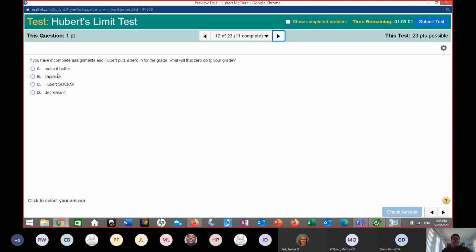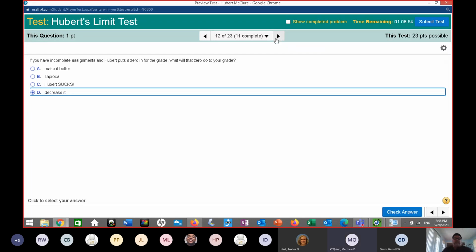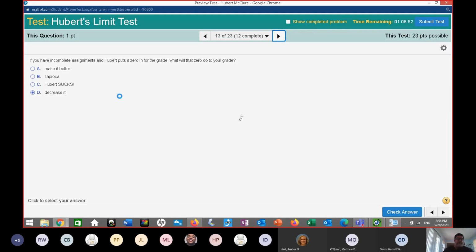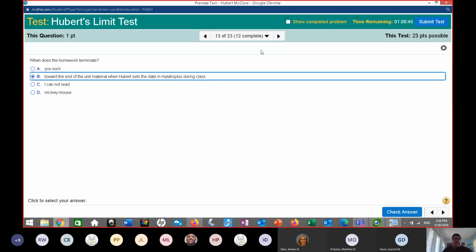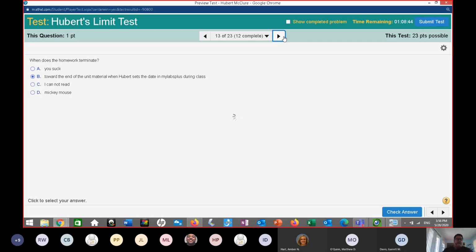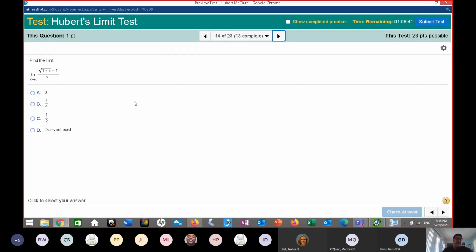If you have incomplete assignments and Hubert puts a 0 in for the grade, what will this do to your grade? Give you a shiny new quarter. I like tapioca for that one. When does the homework terminate? Toward the end of the semester, toward the end of the material. It's not supposed to bunch them up like that. All right, do this one.